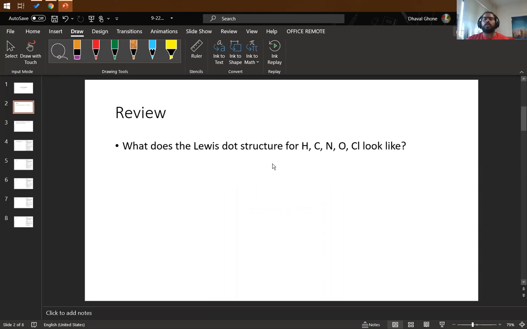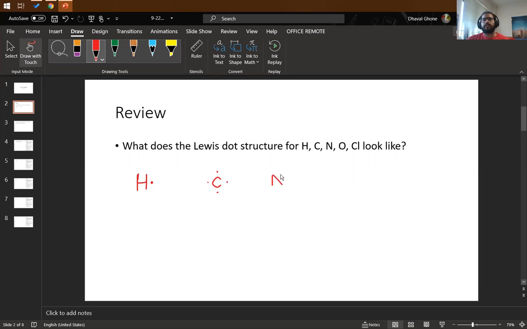Let's try drawing the Lewis dot structures for these 5 atoms. So pause the video, draw it, and then come back to it. I'm going to draw right now. H only has one valence electron, right? And so that'll look like this. Carbon has 4 valence electrons, so carbon structures look like this.